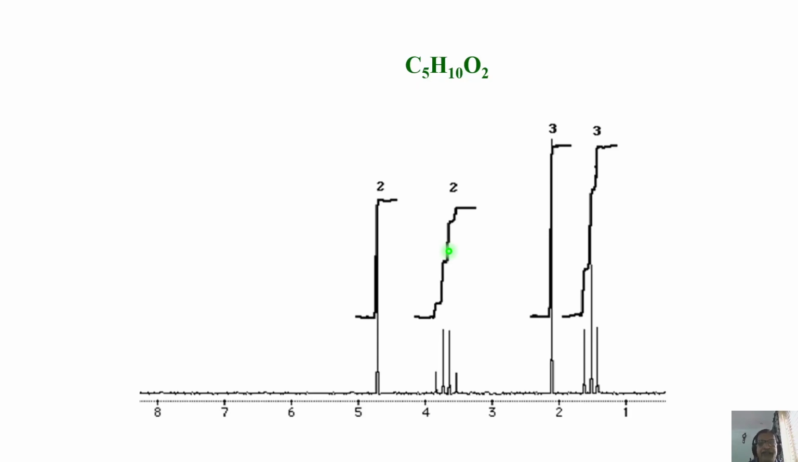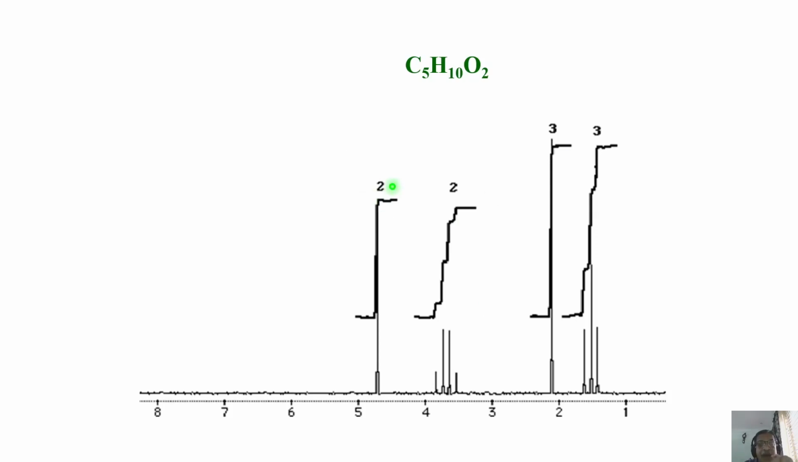Now I am giving you the molecular formula. It is C5H10O2. And the spectrum is very simple. Look at the spectrum, very simple. There is one single peak of intensity 3. There is one group of multiplicity with intensity 3. There is one multiplet with intensity 2 and one singlet with intensity 2.